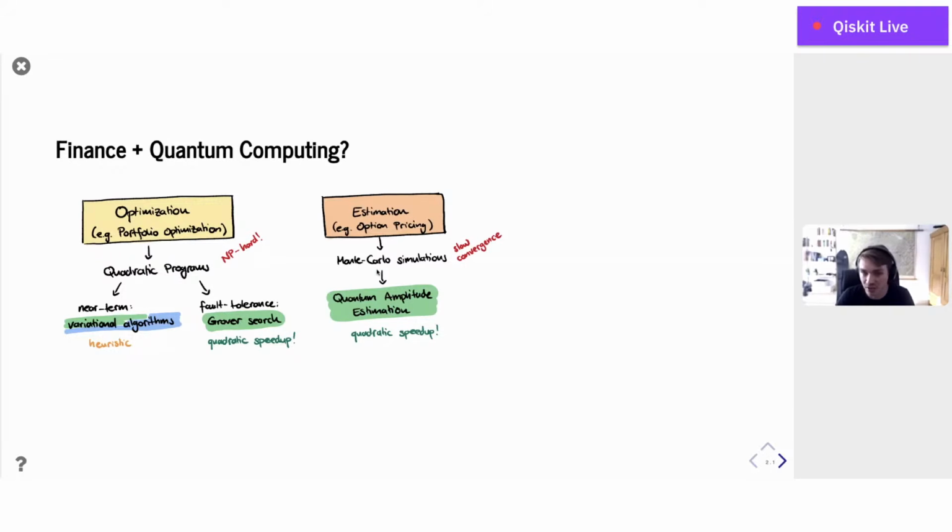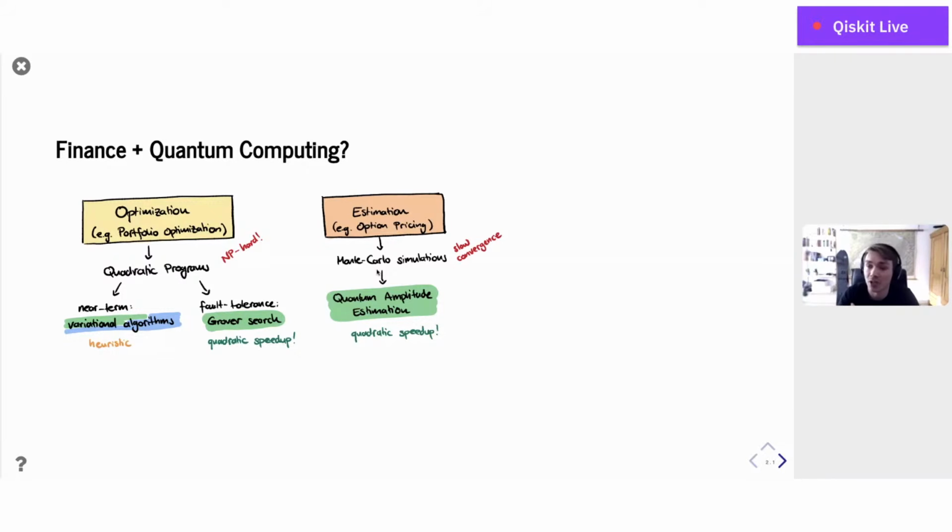The first one is an optimization problem. Optimization problems can, for instance, be portfolio optimizations, where you have a collection of assets and you want to select these assets that maximize the return, but at the same time minimize the risk. And it turns out that these optimization problems can be formulated as quadratic programs, which are very well studied classically, and they're very difficult to solve.